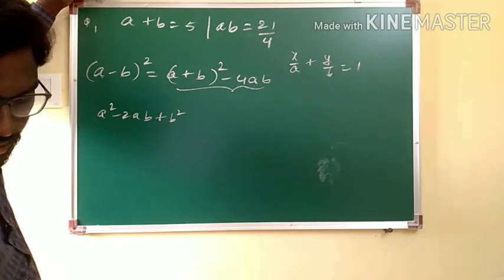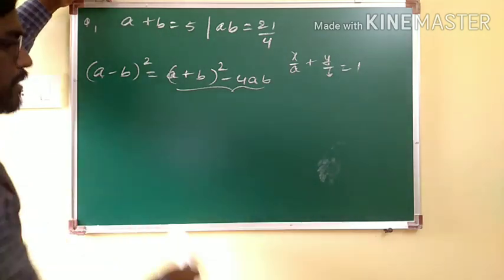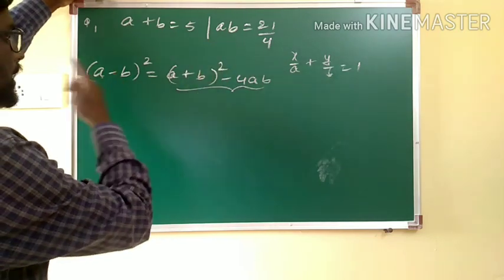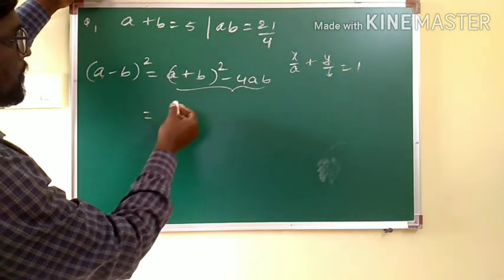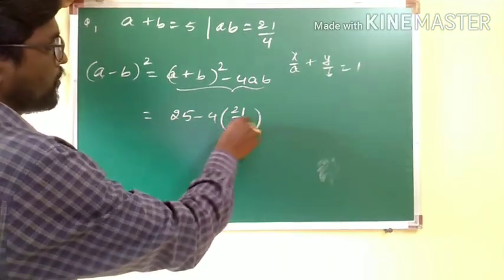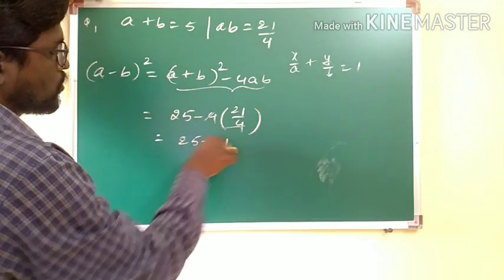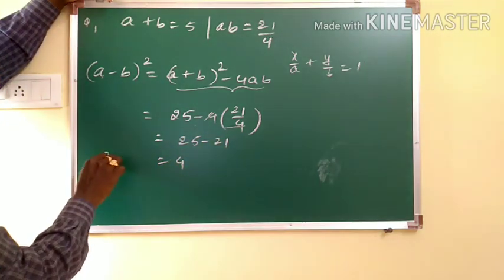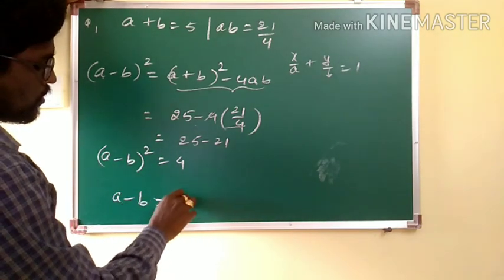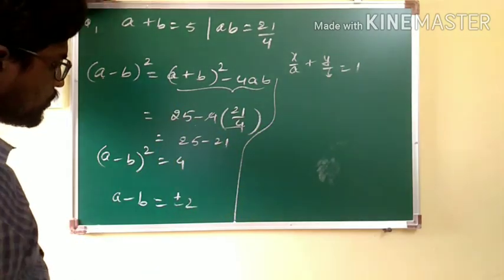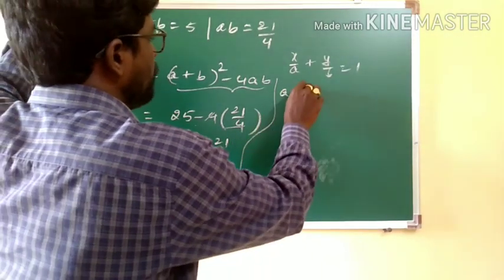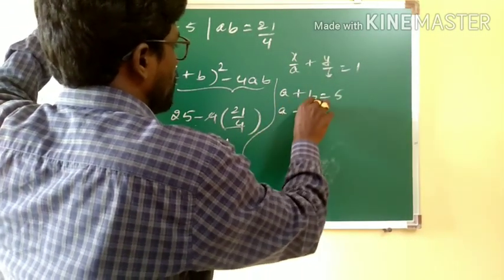If you want to calculate a minus b, you take a minus b whole square in terms of a plus b and ab so that you can get the a minus b result. a plus b whole square is 5 square, that is 25, minus 4 into 21 by 4, which gets cancelled, so 25 minus 21 is equal to 4. So a minus b whole square is equal to 4. Therefore a minus b is equal to plus or minus 2.